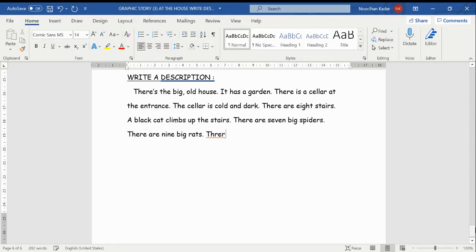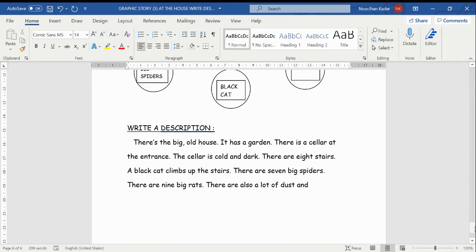there are also a lot of dust and cobwebs. Okay, we will use this in the cellar at the last part, because then the reader will know we are still talking about the cellar until the last sentence. Okay, the cellar.